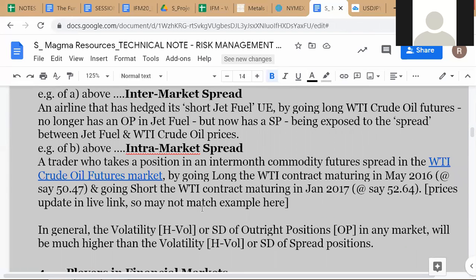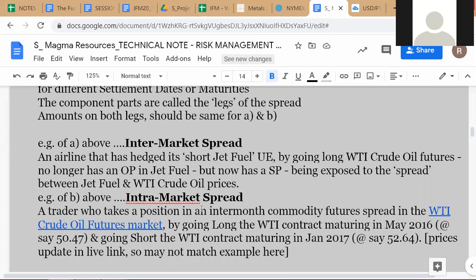So what has happened now in the airline? They started with a short jet fuel underlying exposure, or underlying position. They hedged it by going long West Texas crude futures. So now they don't have that original short jet fuel position anymore. That was an outright position because it was directly a short in a jet fuel market, which can't be broken down further. Short jet fuel, long US dollars. That was the position.